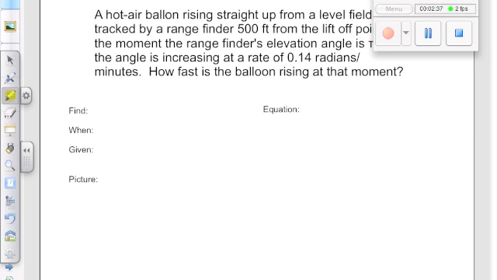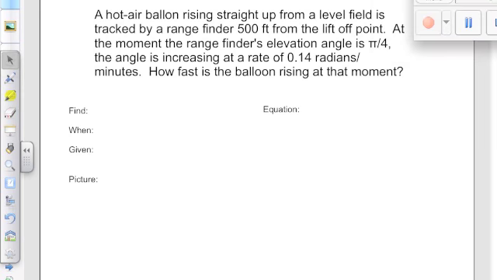Okay, so a hot air balloon problem. You are going to be doing some of these on your own, so make sure you pay attention to all the steps. But as it says, a hot air balloon is rising straight up from a level field and is tracked by a rangefinder 500 feet from liftoff. At the moment, the rangefinder's elevation angle is pi over 4. The angle is increasing at a rate of 0.14 radians per minute. So how fast is the balloon rising at that moment?